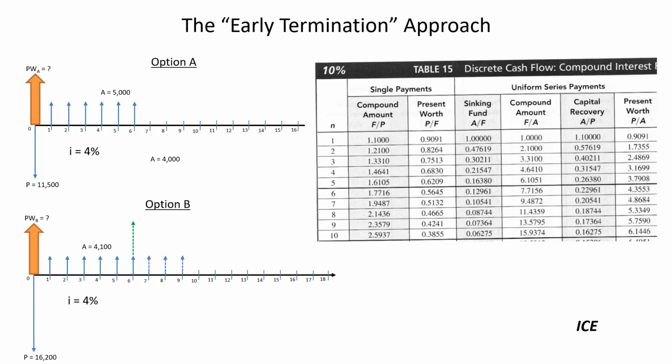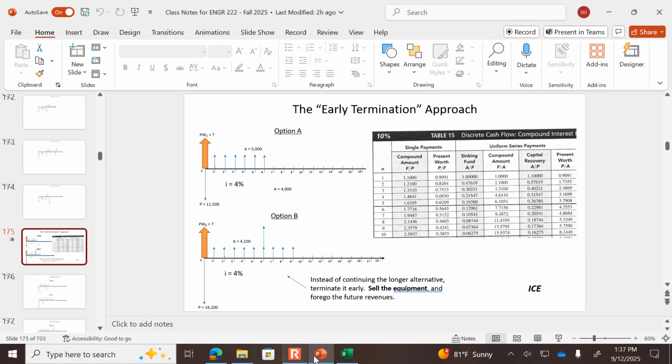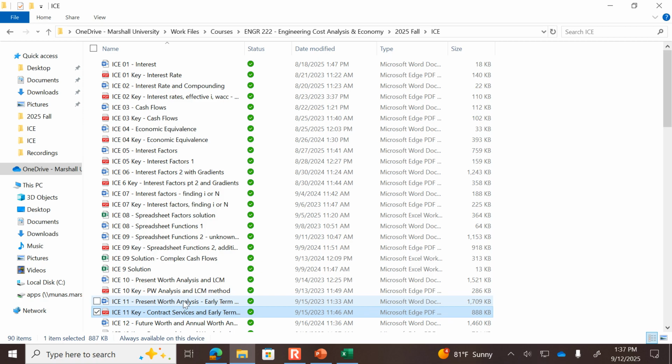So if you have a car that will last for 10 years and you're comparing it to a car that would last for 6, this is just saying the car that lasts longer, sell it in year 6, and then take that lump sum value for the longer option and add it to the end of the cash flow diagram. So that's why it's called early termination: you're taking the one that lasts longer and you're shortening the cash flow diagram. So let's take a look at the back side of the in-class exercise.